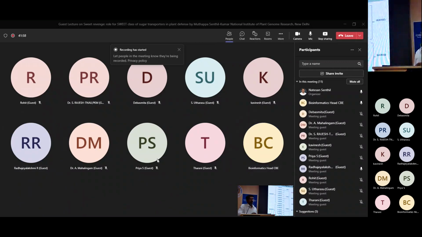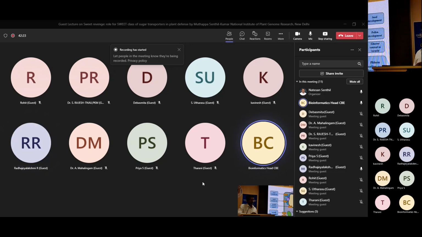Now I'm going to talk about SWEET transporters. As you know by now, in Arabidopsis there are 17 SWEET members, 17 different SWEETs that Arabidopsis encodes. They can broadly be divided into transporters that transport hexoses, and sucrose and other different kinds of hexoses from the clade 4 category.